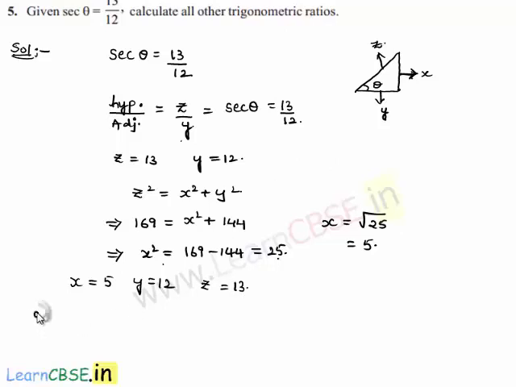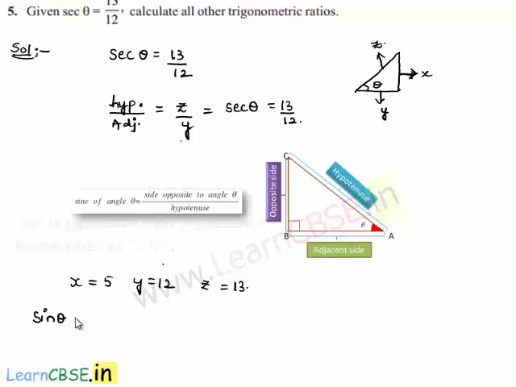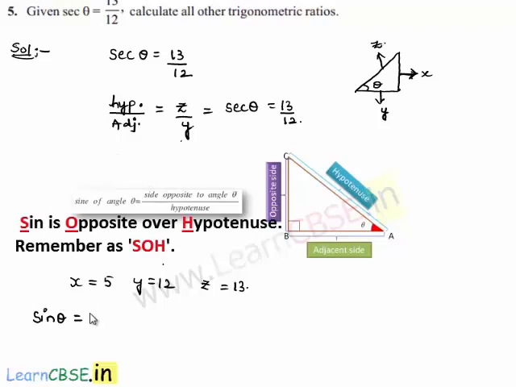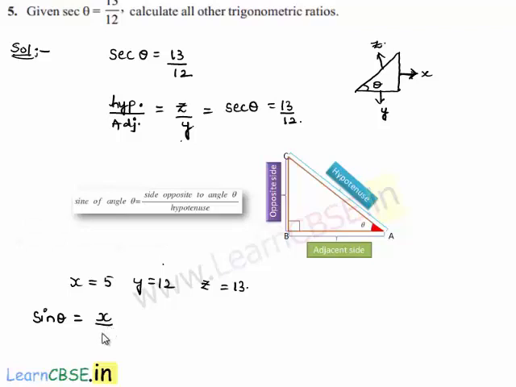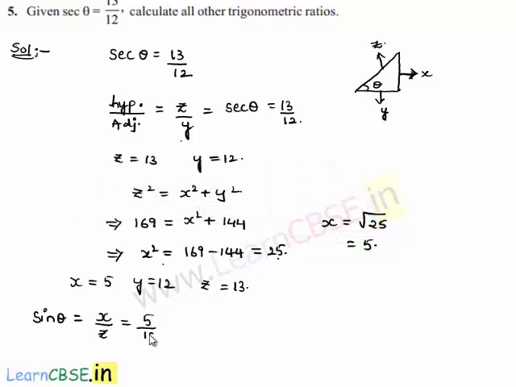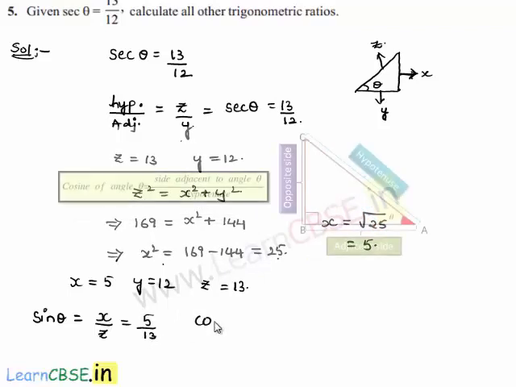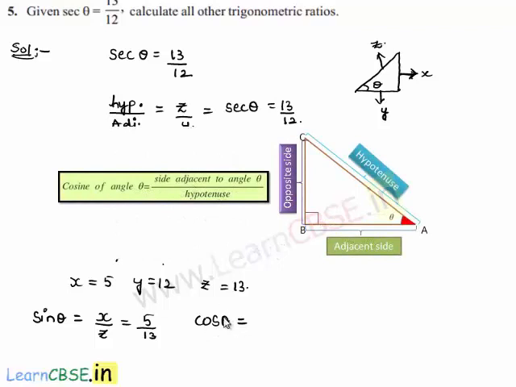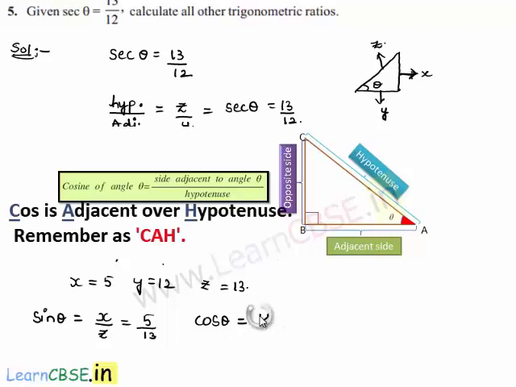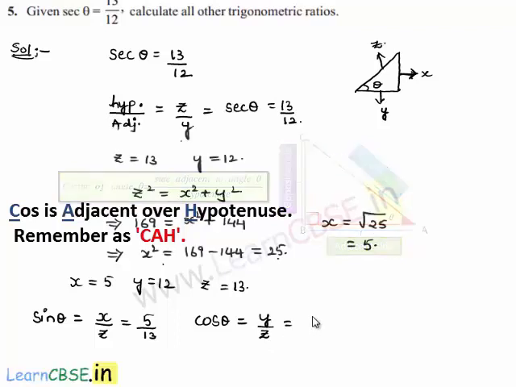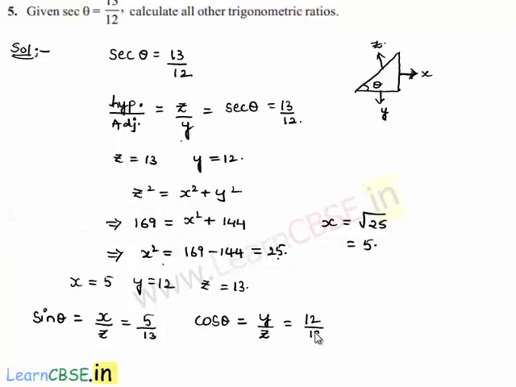First of all, coming to the trigonometric ratio, that is sine theta, we know that sine of an angle is equal to opposite side by hypotenuse. Here the opposite side is x and the hypotenuse is z, which is equal to x is 5 and z is 13. And cos theta is equal to, we know that cos of an angle is nothing but its adjacent side by hypotenuse. Here the adjacent side is y and the hypotenuse is z, which is equal to y is 12 and z is 13.